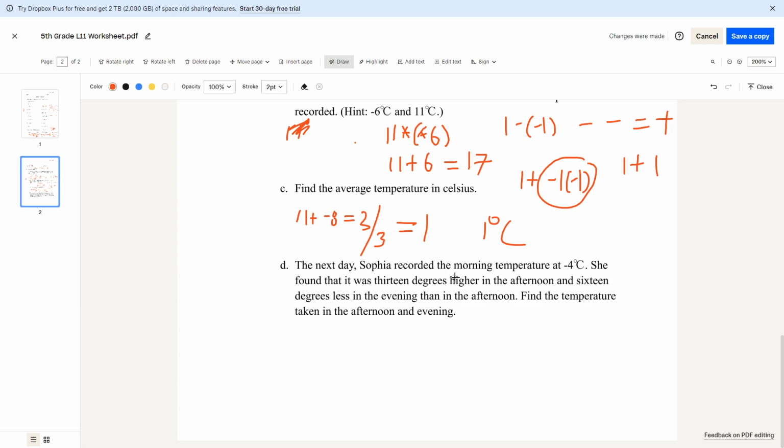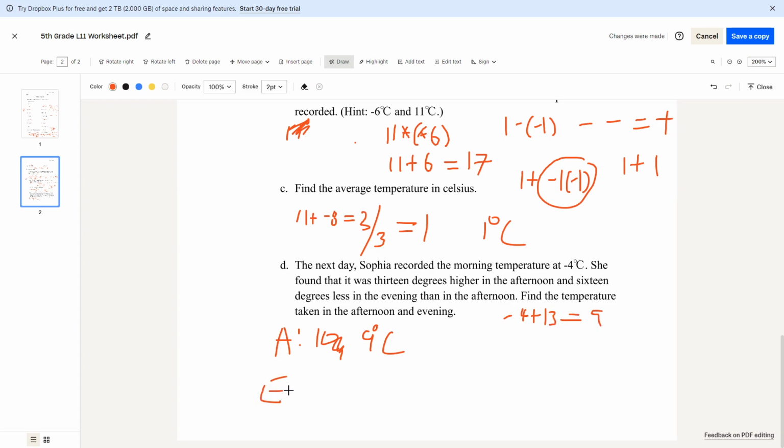The next day, Sophia recorded the morning temperature at negative 4 Celsius. She found that it was 13 degrees higher in the afternoon and 16 degrees less in the evening than the afternoon. Find the temperature taken in the afternoon and the evening. In the afternoon, as it was 13 degrees higher, that means the temperature was 9 degrees Celsius, because negative 4 plus 13 is equal to 9.